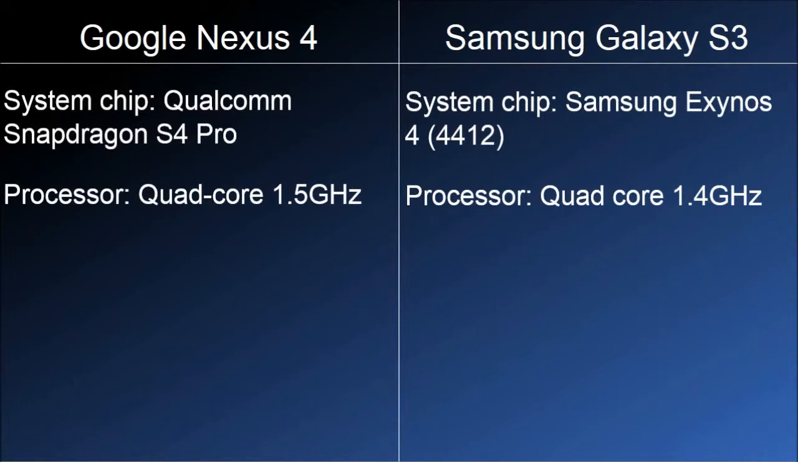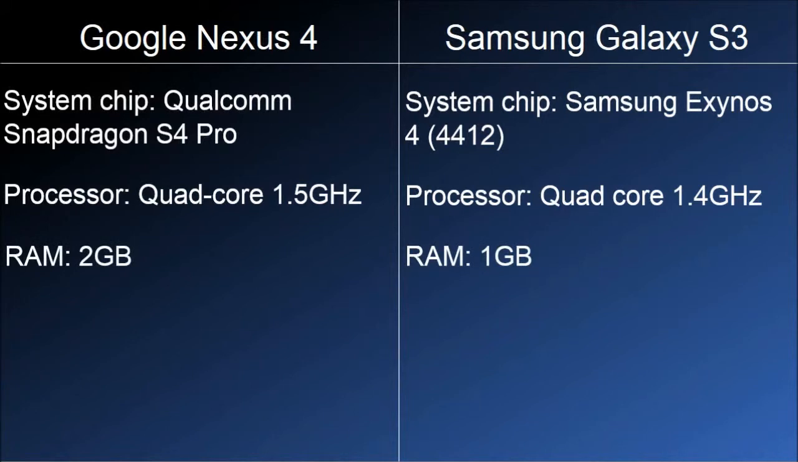The semiconductor size is 28 nanometers compared to the 32 nanometer semiconductor size on the Samsung Galaxy S3. This also means it's a faster processor, so as you look in benchmark tests and everything, the Google Nexus 4 will almost always beat the Samsung Galaxy S3.